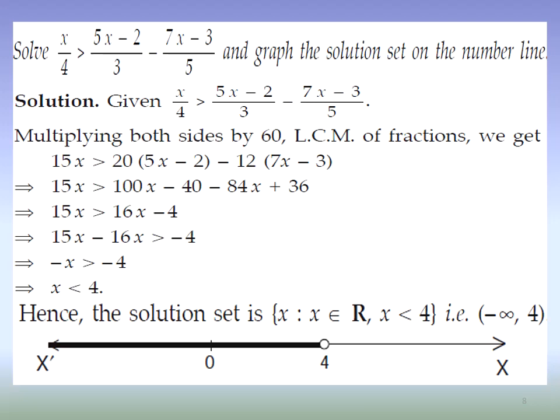No equality sign is present here, only less than sign, so we need to write the open interval sign, that is the first bracket. Now when I want to mark it on a number line, we can start from minus infinity up to 4. Check at 4, the circle is not a dark circle, it is only an open circle. As the open interval sign is given here, we cannot write a dark circle at 4.